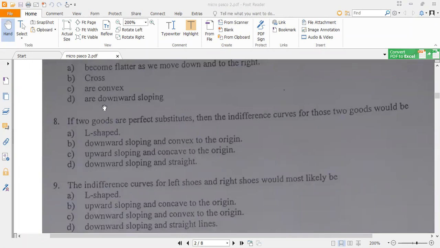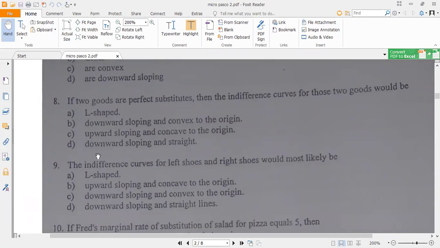Okay. If two goods are perfect substitutes, then the indifference curves for those two goods would be... They have to be downward and straight. Like the example I just gave for Pepsi and Coke. It's downward and straight. So it's supposed to be D. Please, you have to remember indifference curves cannot be upward; they violate the more is better assumption. So C is not even part of it at all.